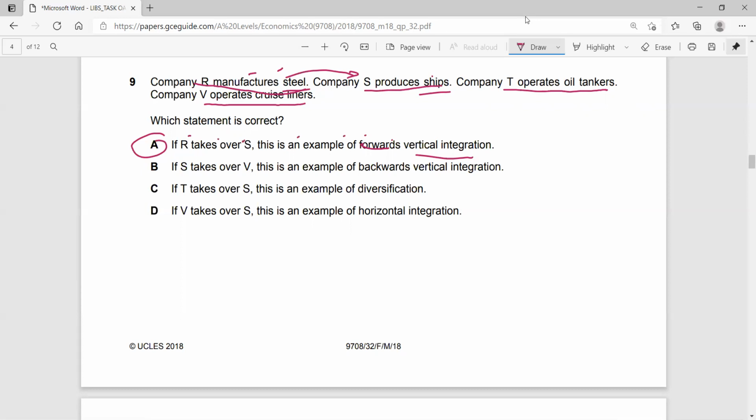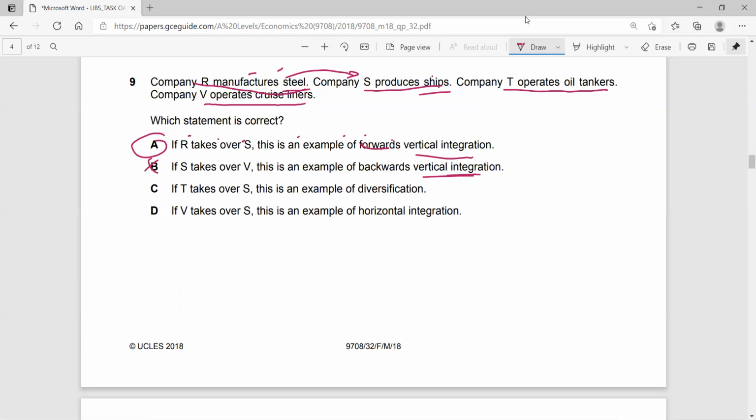If S takes over V, so ships takes over cruise liners, this is an example of backwards vertical integration. Well, no, it's not vertical integration because these are both finished products, cruise liners and ships. So you're not really vertically integrating. It would be vertical integration if instead of ships, they took over a steel company or an oil company, something of that sort.